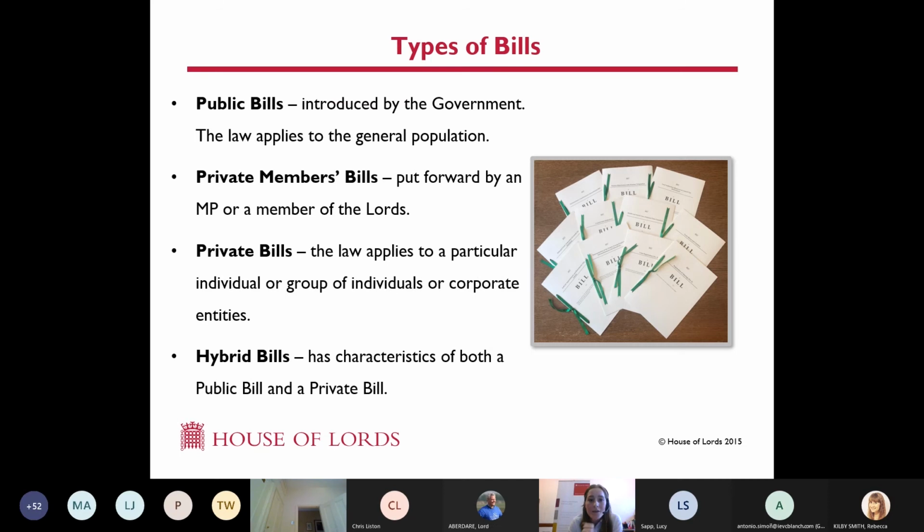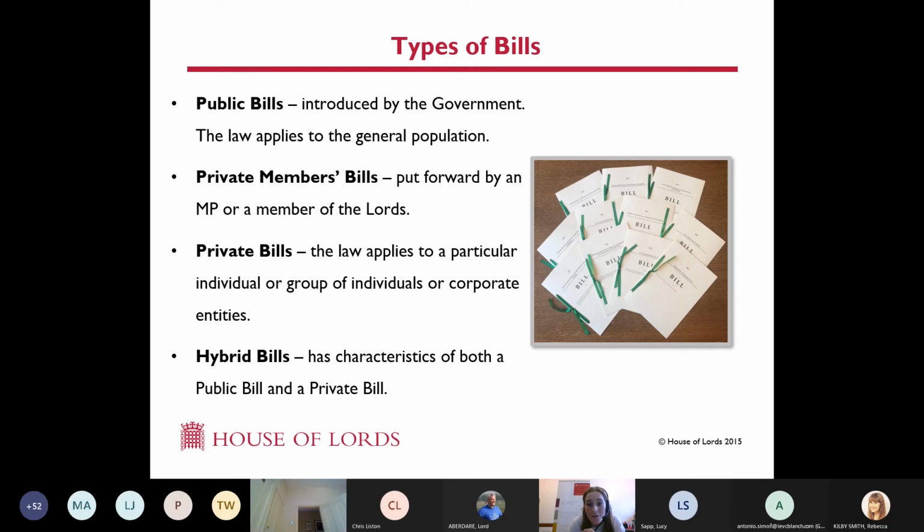So let's think about different types of bills. The first and most common type of bill are what's called public bills. These are bills that are introduced by the government and they apply to the general population. So the government says, we're going to introduce a bill to change the policy on something. They present a bill to make that change in Parliament, and then Parliament scrutinises it using all those stages that we just talked about. An example of a recent public bill that's become law is the Domestic Abuse Act. When it was going through Parliament, it was called the Domestic Abuse Bill, and that passed earlier this year.